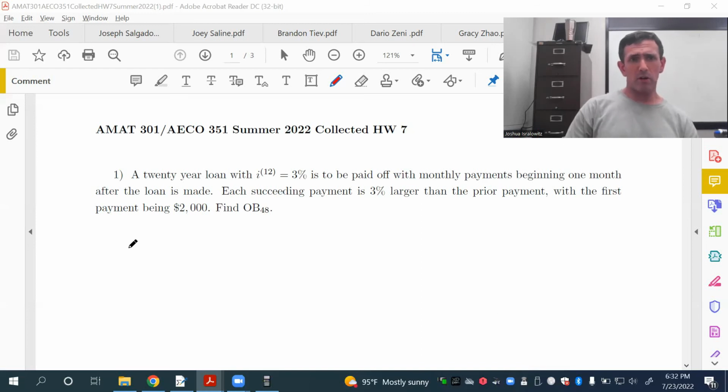But anyway, all right, so 20-year loan, nominal monthly interest is 3%, paid off with monthly payments beginning 1 month after the loan is made. So standard loan. Each succeeding payment is 3% larger than the prior, with the first being 2,000, find OB 48. So first and foremost, as usual, if j is the monthly interest rate, then the monthly interest rate is just i^(12) over 12, 0.0025. i^(12) is 0.03, so this is what monthly interest is.